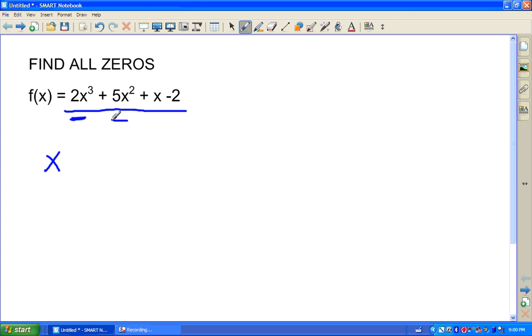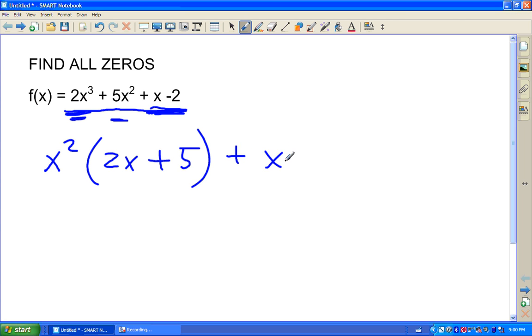I can pull an x squared out of each of these first terms, so I'd get, I believe, this 2x times x squared gives me 2x cubed. And if I pulled the x squared out of this, I'd get the plus 5. So there's my first group. The second group, though, I don't see anything here. So actually, factoring by grouping isn't going to work. This is what I'm left with, just that second half with no factoring at all.